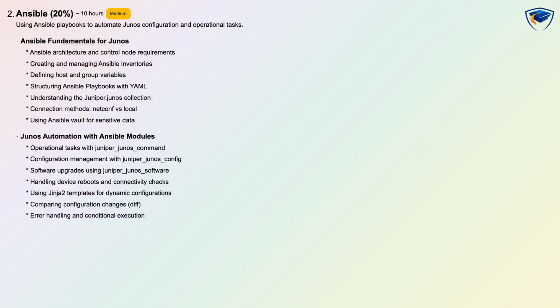The syllabus also covers connection methods such as NETCONF versus local, using Ansible Vault for sensitive data, operational modules for commands and configuration modules for changes, software upgrades, device reboots and connectivity checks, Jinja2 templating for dynamic configuration, comparing configuration changes with diffs, and handling errors and conditional execution in playbooks.